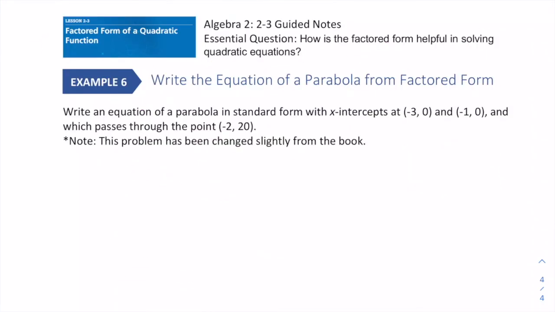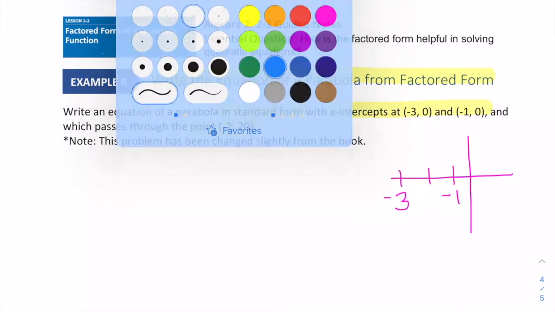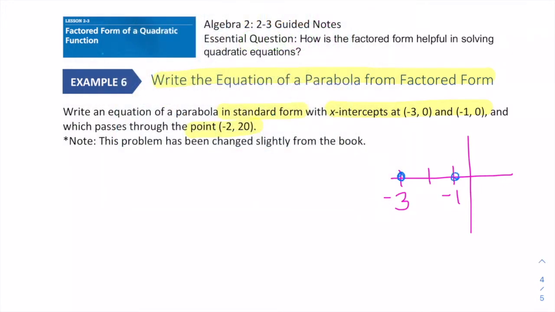For our last example, we're going to write the equation of a parabola from factored form into standard form, given the x-intercepts and the third point. So remember, if we had a sketch and we knew that there were x-intercepts at -1 and -3, then the parabola would touch the x-axis at those zeros. We know a third point, (-2, 20), is going to be way up here, so we know the parabola is going to open down.